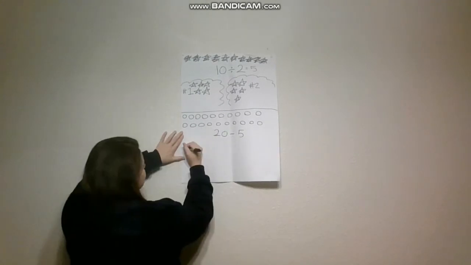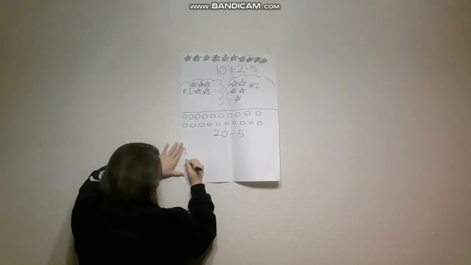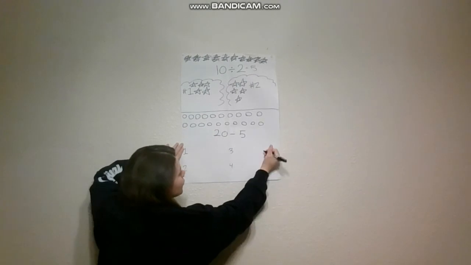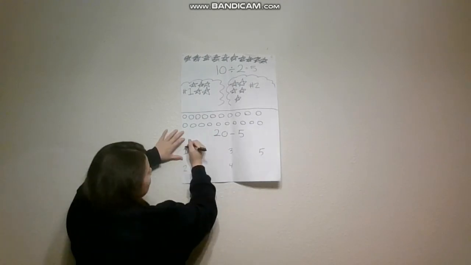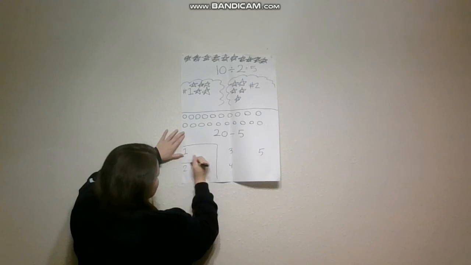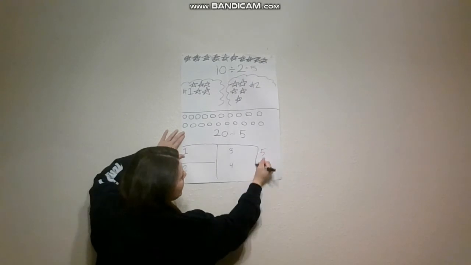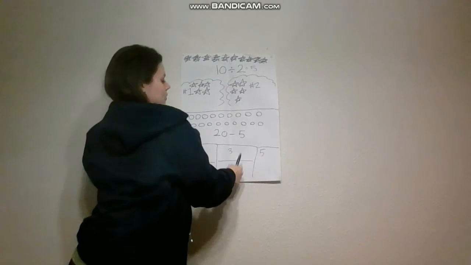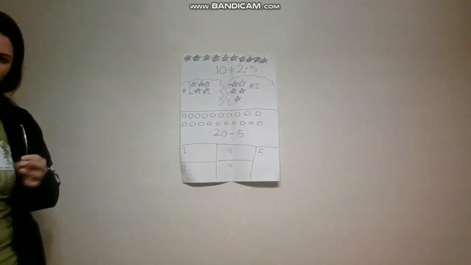So I'm going to come down here. I'm going to do group 1, group 2, group 3, group 4, and group 5. And I'm going to separate them all so that way we don't get mixed up. There we go. So 1, 2, 3, 4, and 5. Those are my groups. Okay?